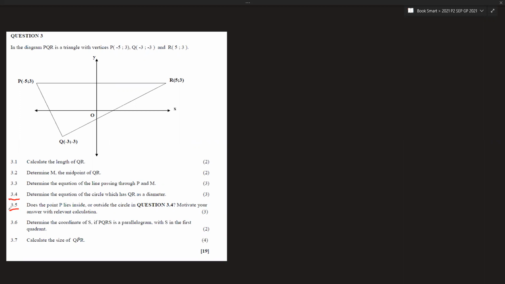So in the diagram, PQR is a triangle with vertices P, Q, and R. We can also see that those coordinates are given here on the diagram. They form a triangle basically. Okay, so the first question, 3.1, they want us to calculate the length of QR.